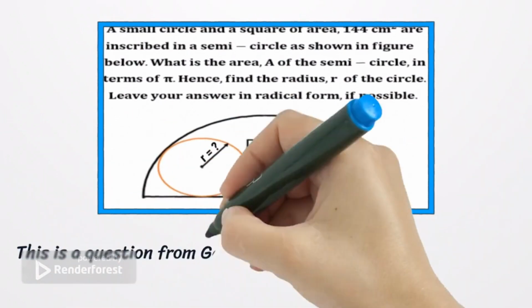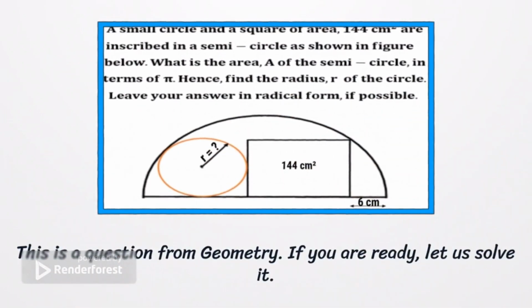A small circle and a square of area 144 centimeters squared are inscribed in a semicircle. What is the area of the semicircle in terms of pi? Also, find the radius r of the circle.